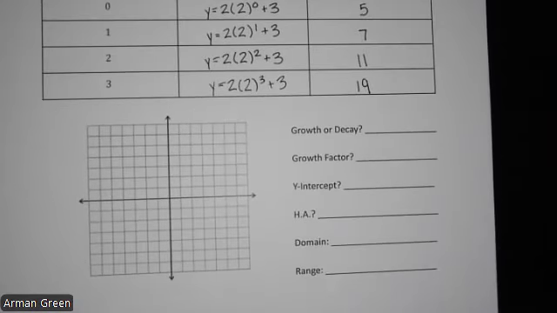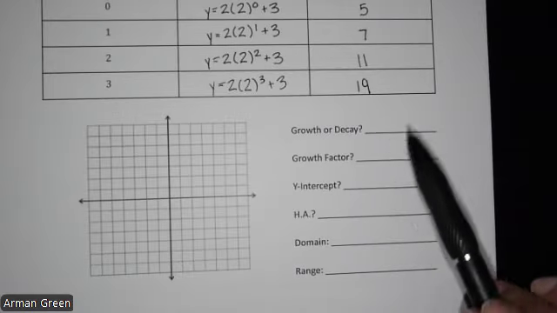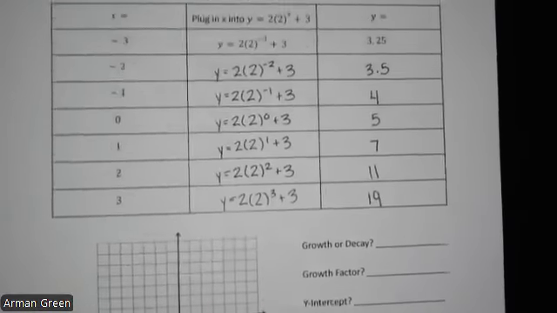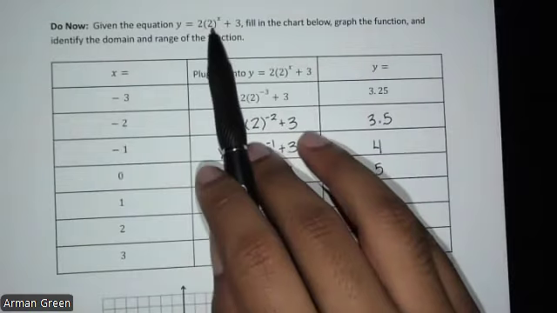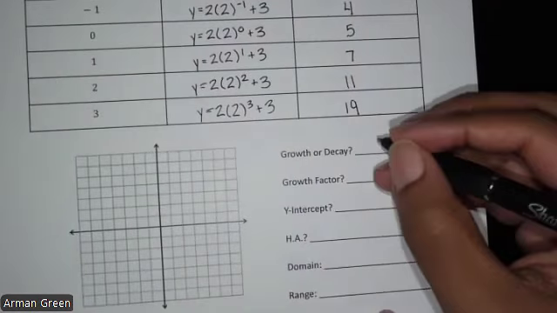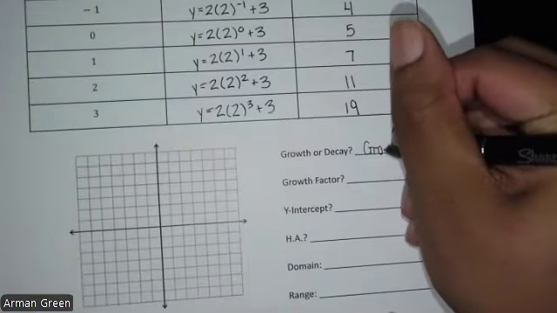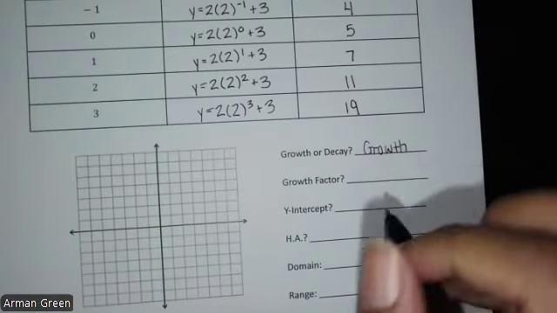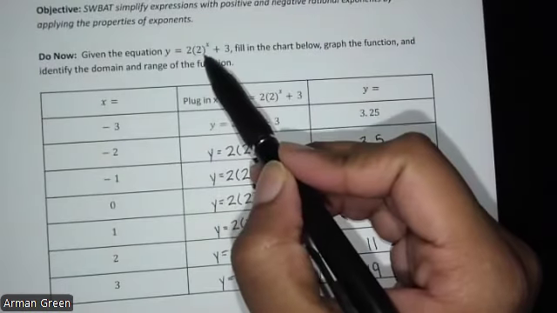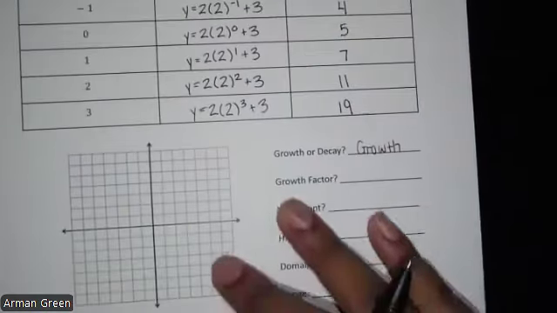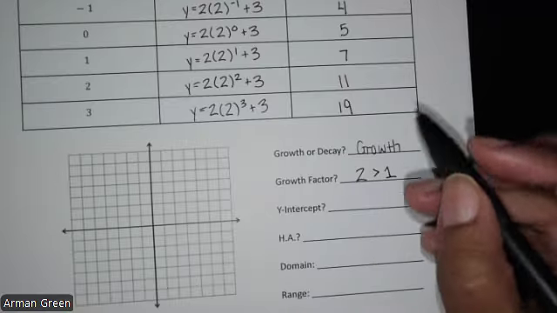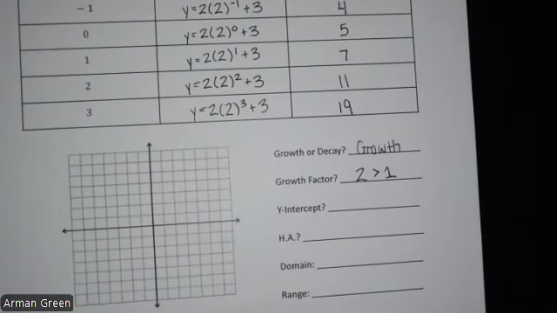But before we graph it, there are a couple of characteristics we need to talk about first that will help us with that. First off, looking at this function at the top, we're trying to identify if we have a growth or decay function. In this case, we have a growth function. Why? Because if we look at our growth factor, the growth factor here is 2. And since this number is bigger than 1, that is why we know that we're dealing with a growth model.